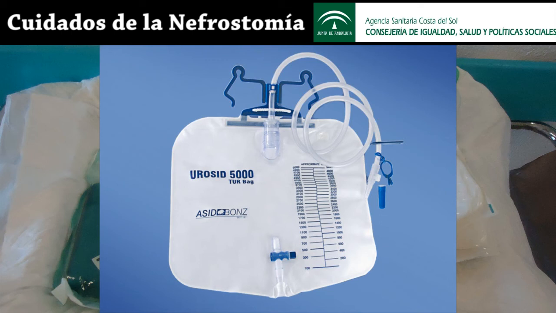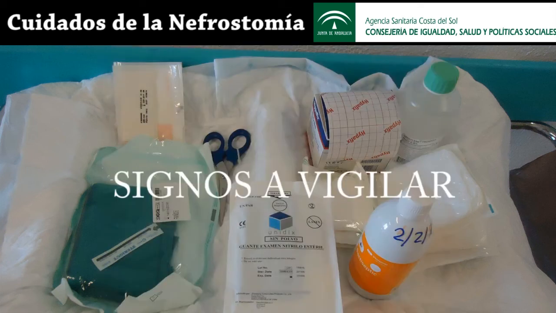Elimination. Avoid filling the collection bags too much. Although collection bags are equipped with non-return valves, it is recommended to keep the drainage bag placed below the level of your kidneys. Contact your doctor or nurse immediately if there is blood in your urine, if the catheter comes out or is blocked, or if the area around the nephrostomy tube is irritated or painful.